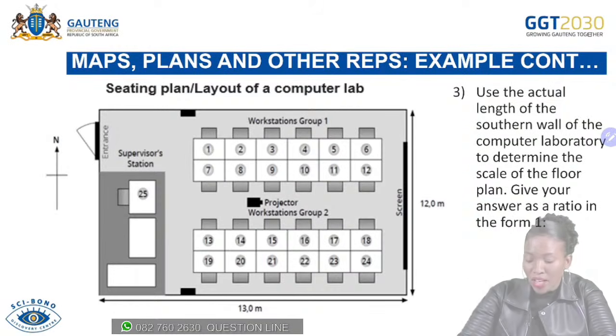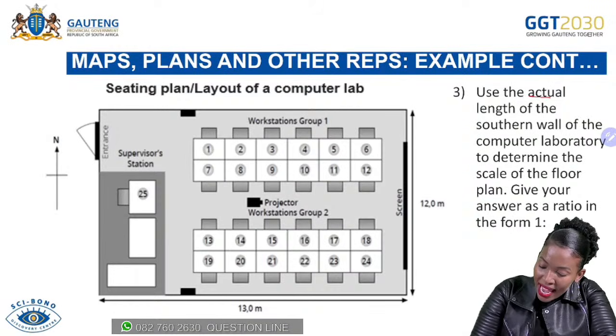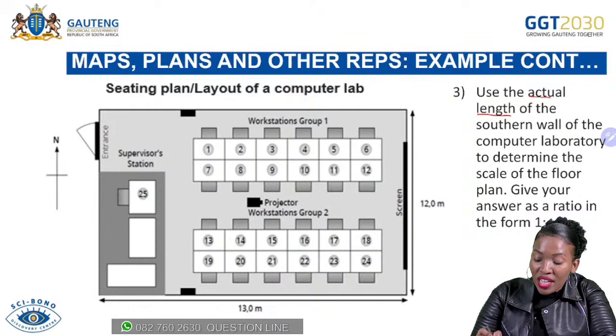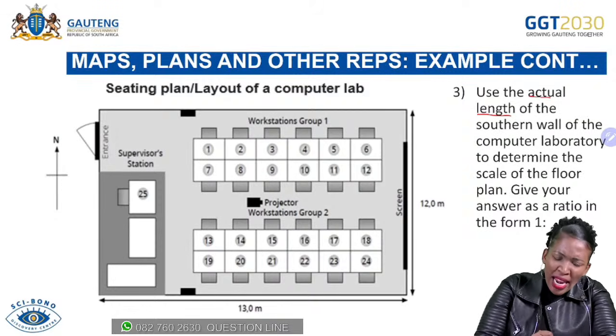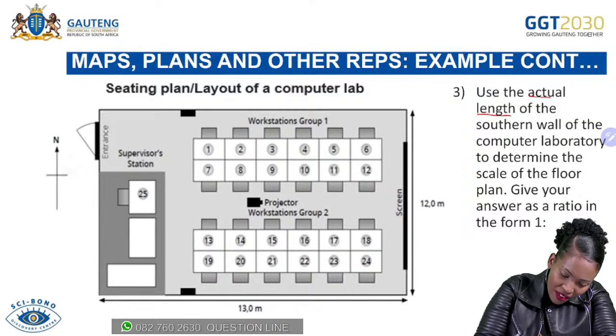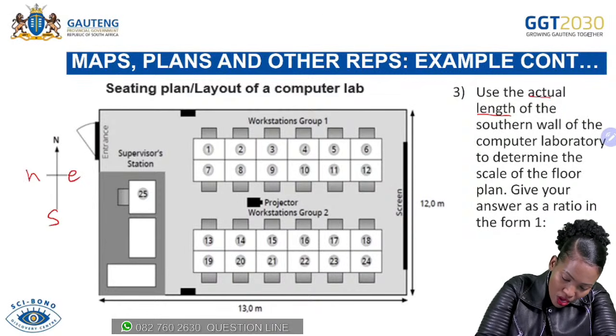Number 3, use the actual length of the southern wall of the computer lab to determine the scale of the floor plan and give your answer as a ratio in the form of 1:something. Guys, we've got a compass direction. We've got never, ever, smoke, weed.